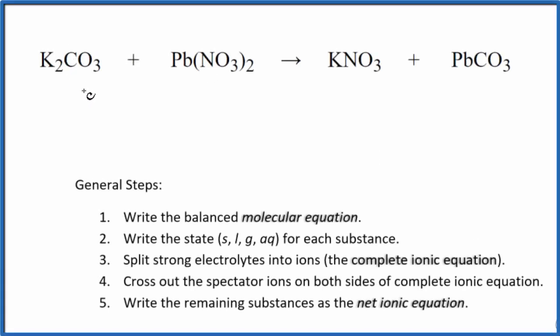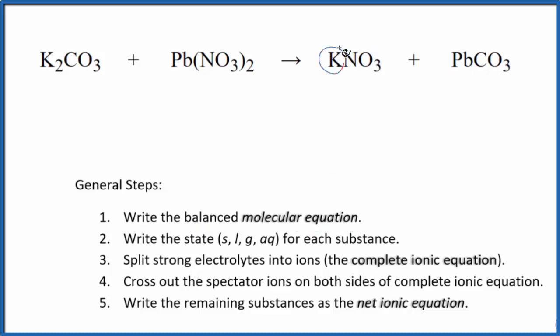In this video, we'll write the balanced net ionic equation for K2CO3 plus Pb(NO3)2. This is potassium carbonate plus lead(II) nitrate. So first thing we need to do for our net ionic equation, balance the molecular equation.